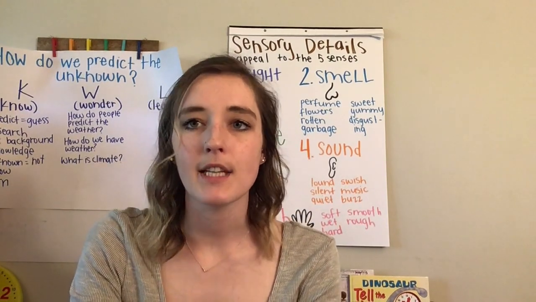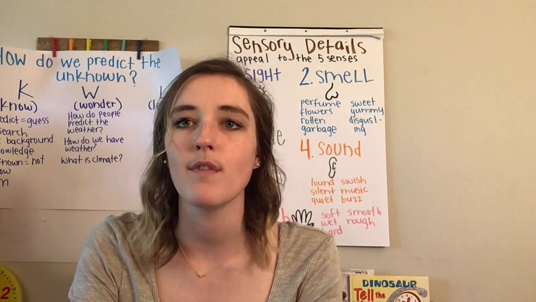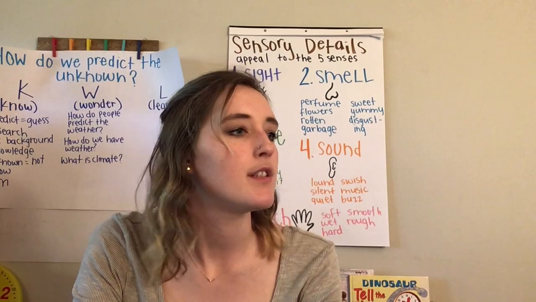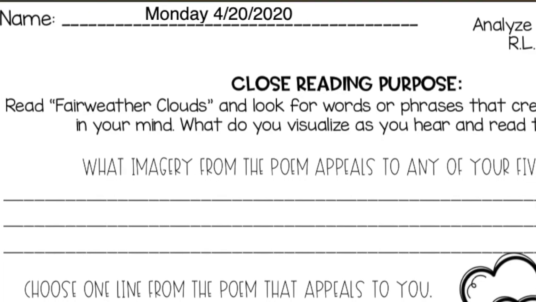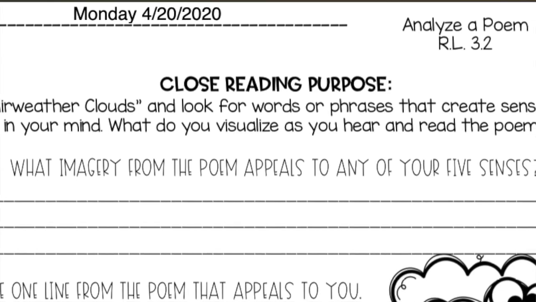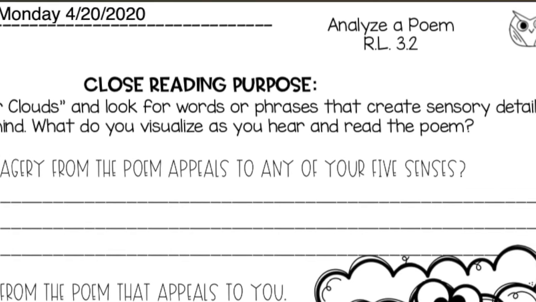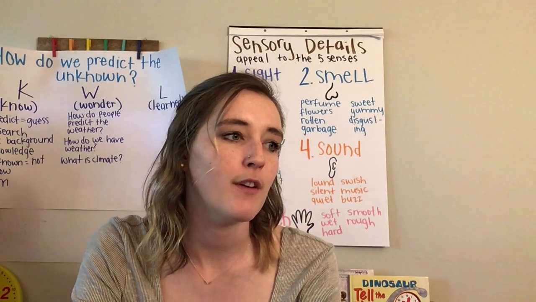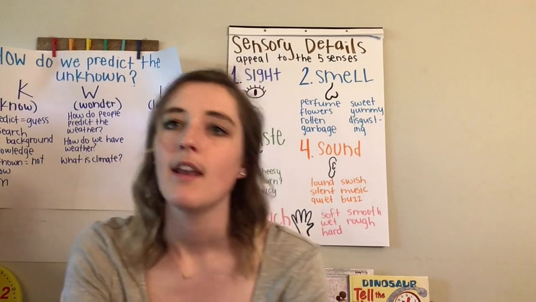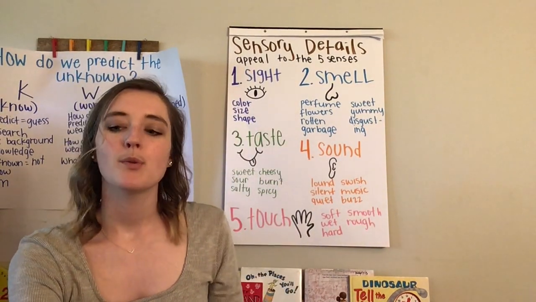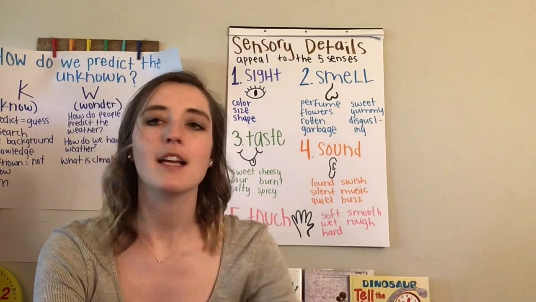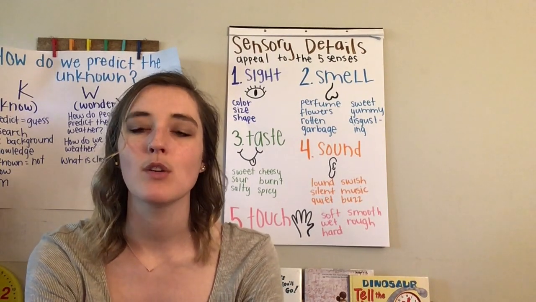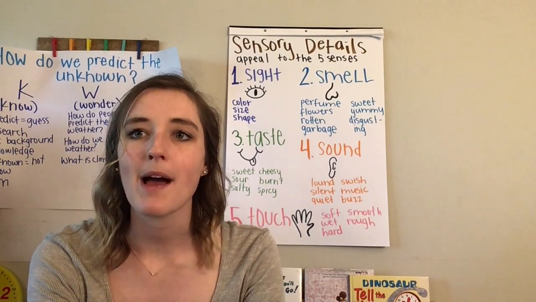Okay, now we're going to go find sensory details in our story. Turn to this page in your homeschool packet, and we'll read the directions. It says, read Fair Weather Clouds and look for words or phrases that create sensory details in your mind. What do you visualize as you hear and read the poem? So the first line says, what imagery from the poem appeals to your 5 senses? Now, I've just explained what the 5 senses are. So what we're going to do is go back and find examples where you can see things, where you can smell things, taste, you can hear sound, and you can touch. So go back and reread.